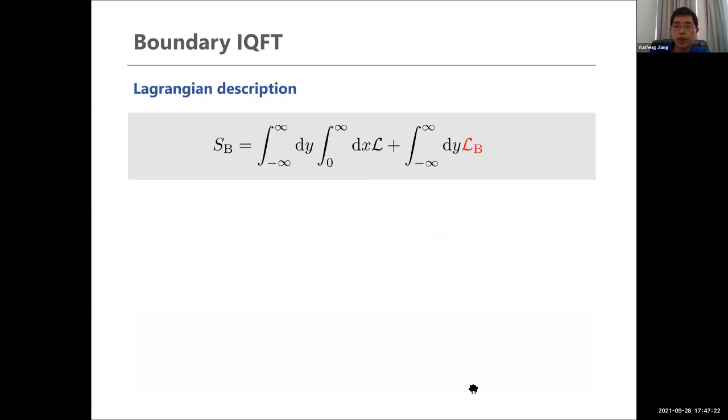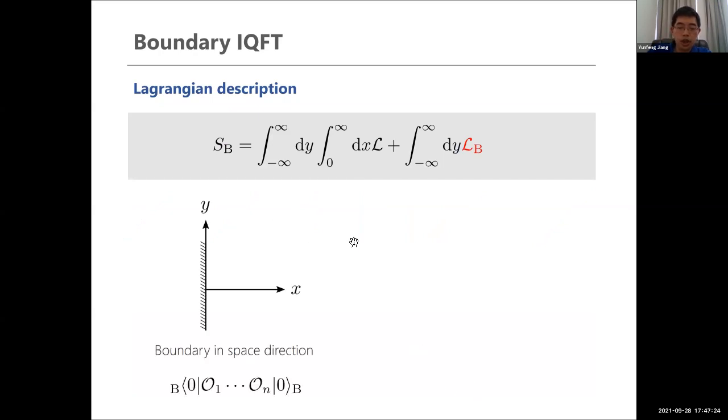Now I go to the boundary. Suppose we put a boundary at x equals 0. This is a left boundary, and I define my quantum field theory on the right half plane. If you want a Lagrangian description, you can write down the action and integrate only on the right half plane. This is the bulk Lagrangian. And then you can also have a boundary part, which lives only on the boundary. This is the boundary Lagrangian that describes the degrees of freedom that only live on the boundary.